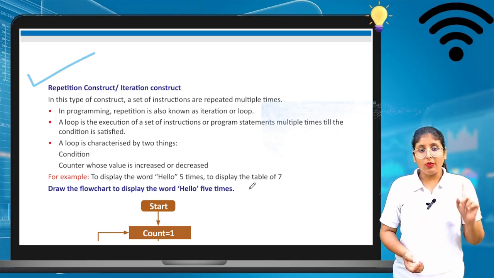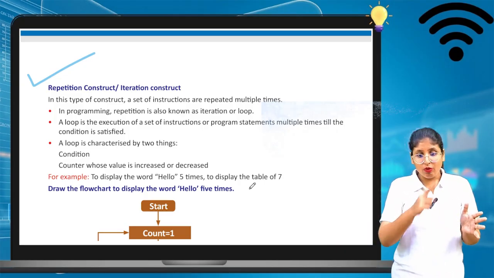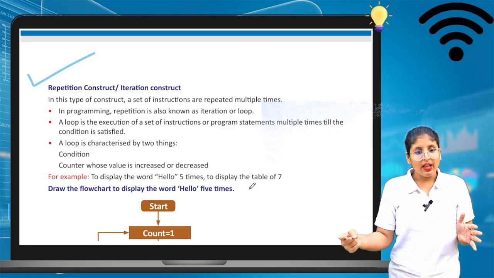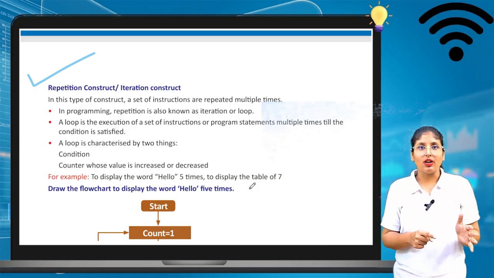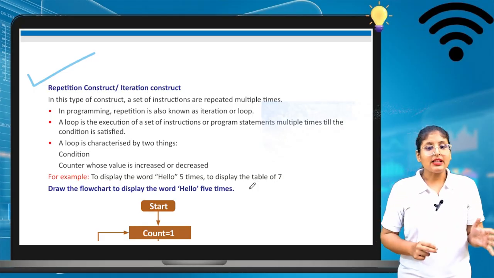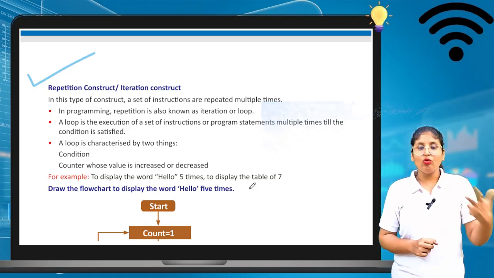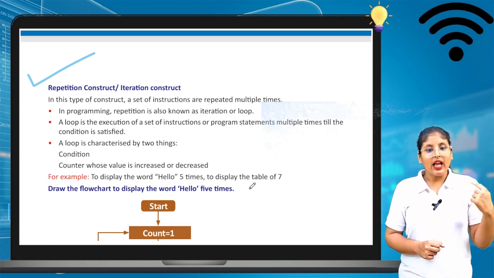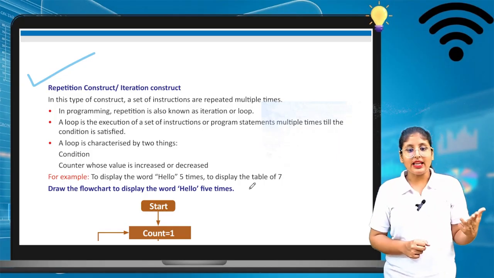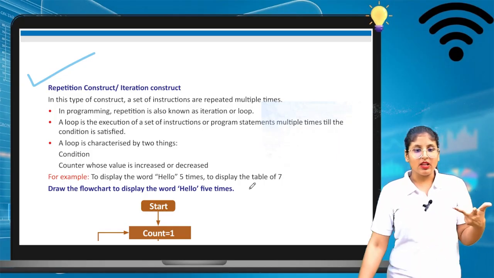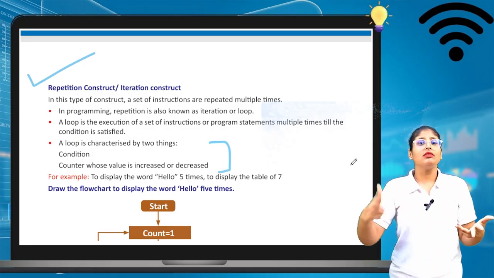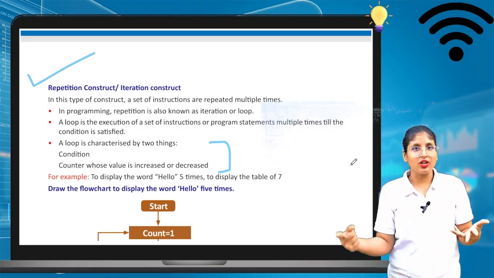Of course, a loop is a repetition. So in this loop, a program or instruction is repeated multiple times to satisfy the conditions. Our loop is characterized by two things. So loop means repetition is based on two things. First is the condition. Second is a counter whose value is increased or decreased. See, the repetition is only based on the condition. If the condition is true, then only can they form a loop, a repetition of it.